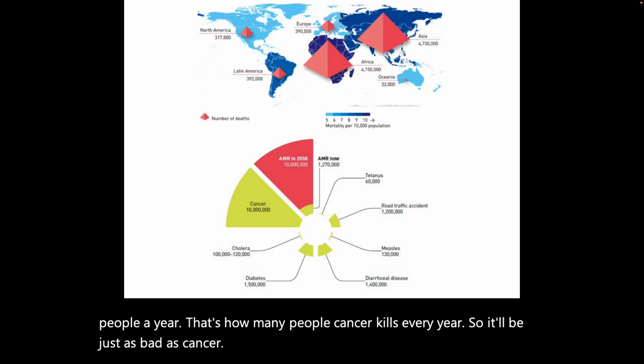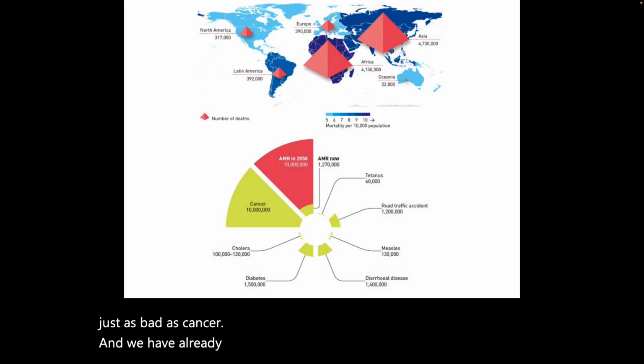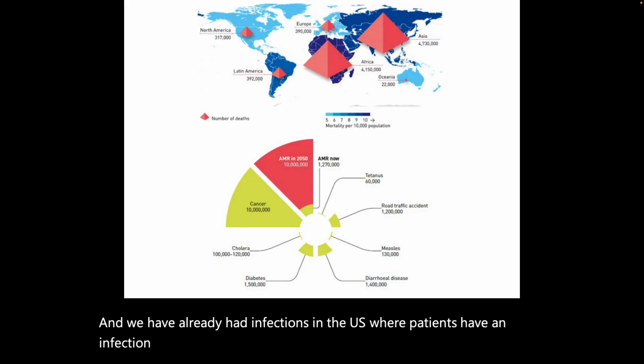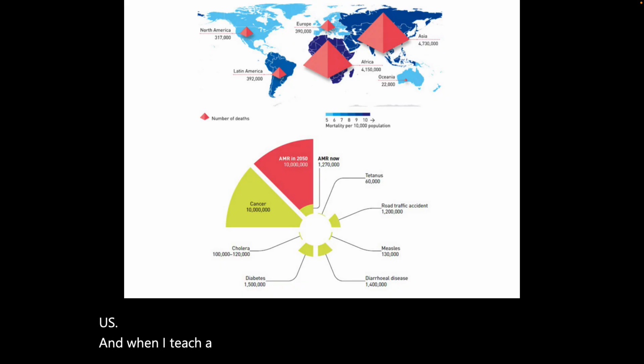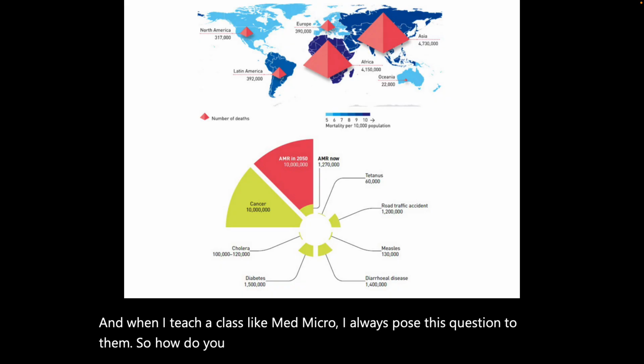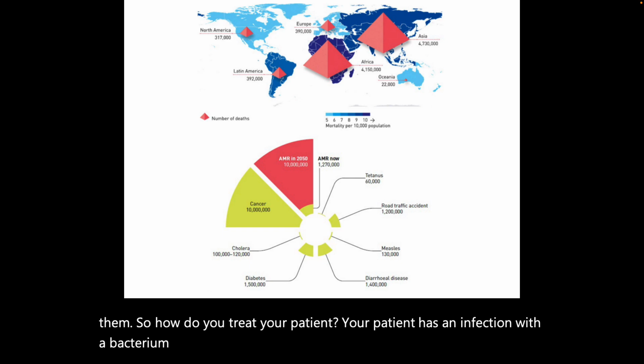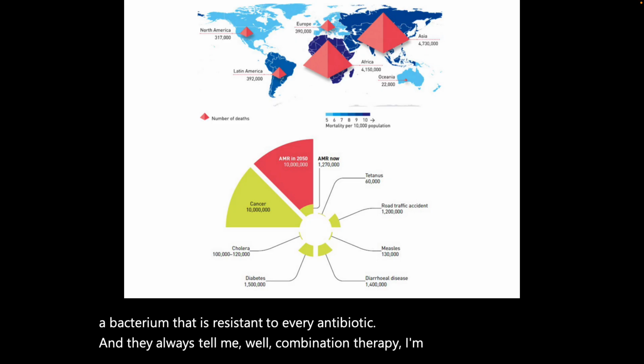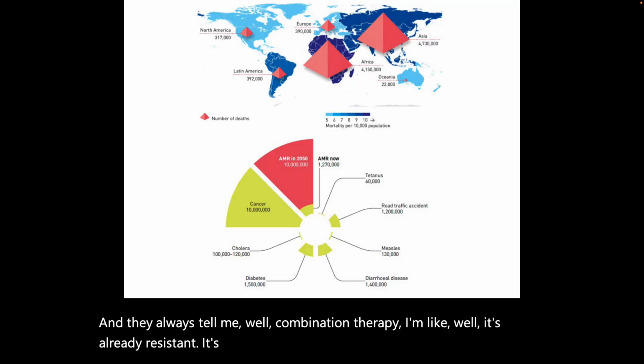And we have already had infections in the US where patients have an infection that is resistant to every antibiotic you could possibly get in the US. And when I teach a class like Med Micro, I always pose this question to them. So how do you treat your patient? Your patient has an infection with a bacterium that is resistant to every antibiotic. And they always tell me, well, combination therapy. I'm like, well, it's already resistant. It's still resistant.